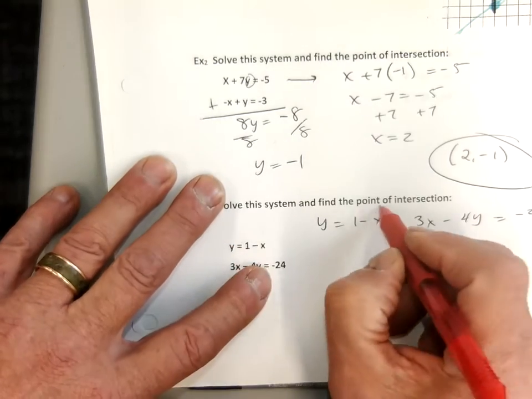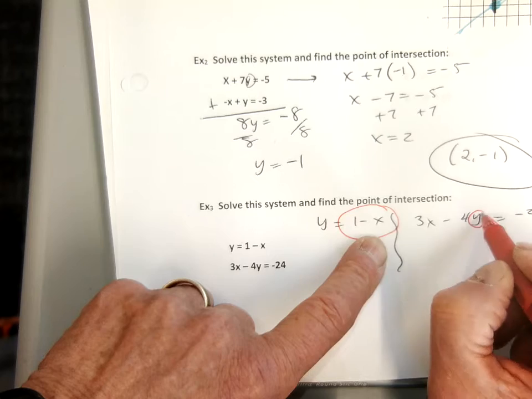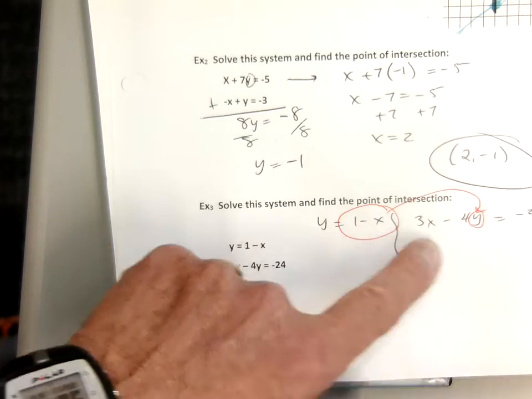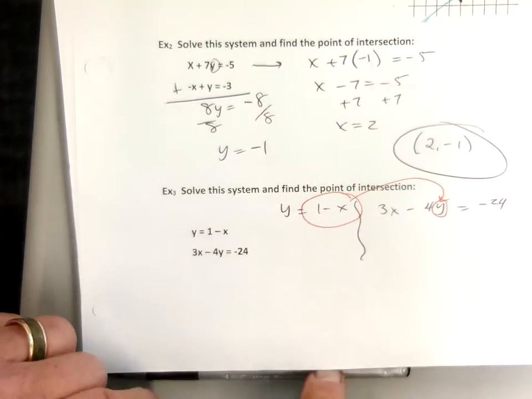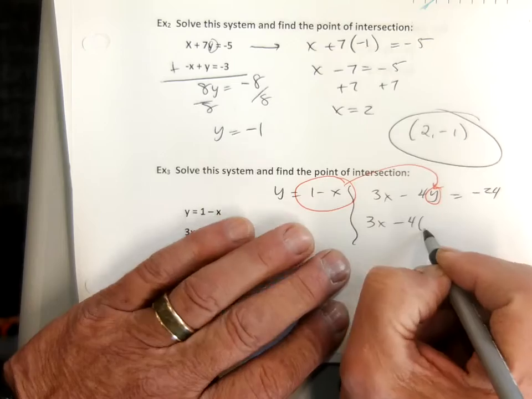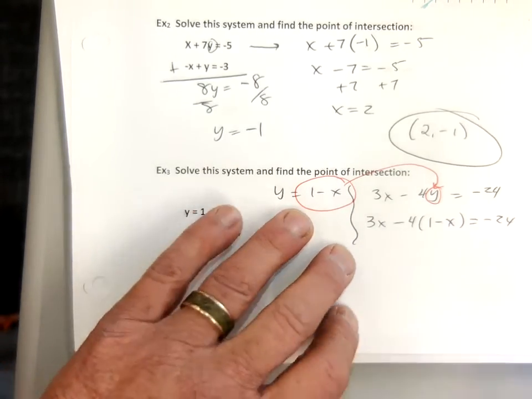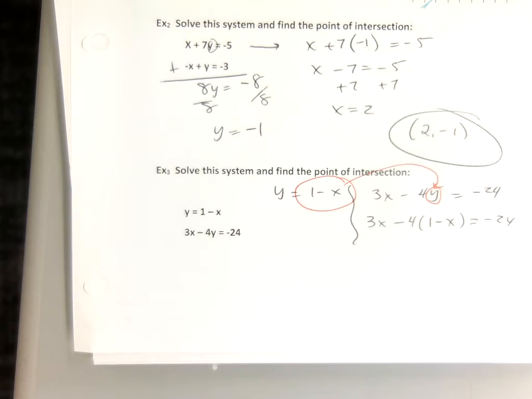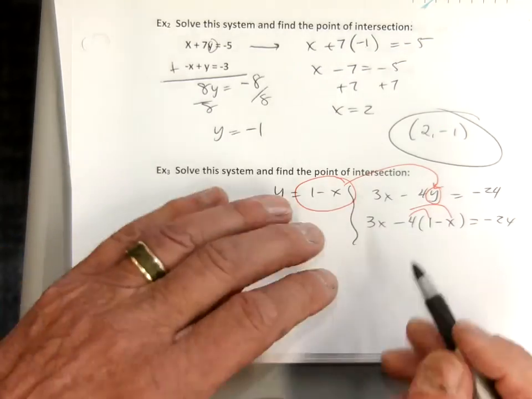So I'll put this: 1 minus x is what y equals. So instead of writing y, I will replace y with my 1 minus x. And then, okay, 3x minus 4 times a 1 minus x equals negative 24. And then it gets pretty easy, I think. So I just replaced it. I did a substitution. I'll distribute that times that, that times that.